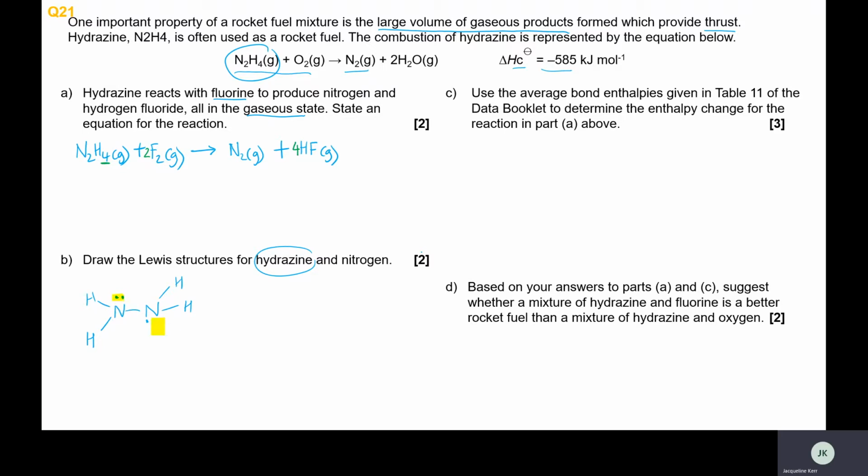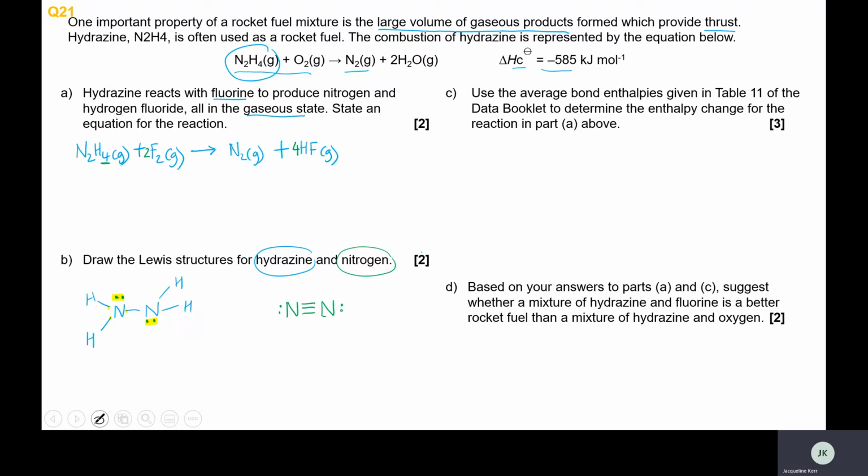And then these lone pairs of electrons are really important because nitrogen has 5 electrons in its valence shell. So 1, 2, 3, 4, 5 around here. So making sure that lone pair is shown. So that's hydrazine. We'll keep them color coded here. And then our nitrogen gas, that's a nice straightforward triple bond nitrogen. Again, still got those lone pairs. Okay, so that's our next part.